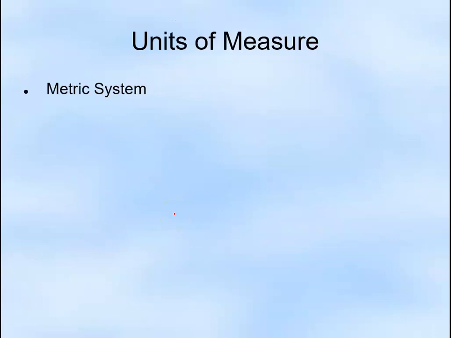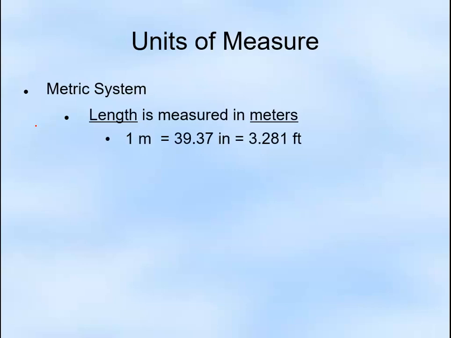Then the last thing that I need to talk about as far as a general science lecture is the units of measure that we use in science. In science we use the metric system. So let's see for each type of measurement what unit of measure we should be using. In the metric system, length is measured in meters or centimeters or kilometers, where in the United States we're used to measuring in inches or feet.